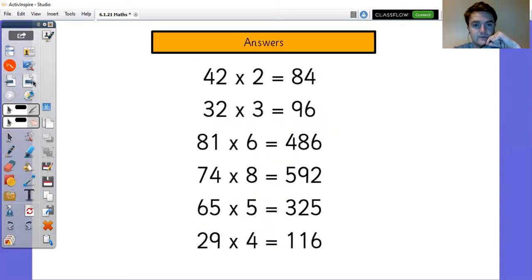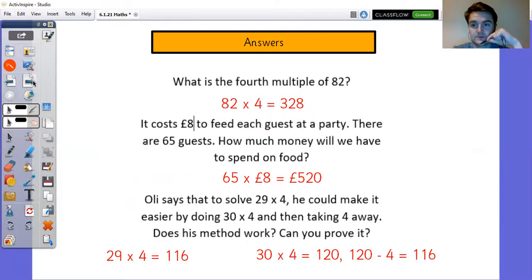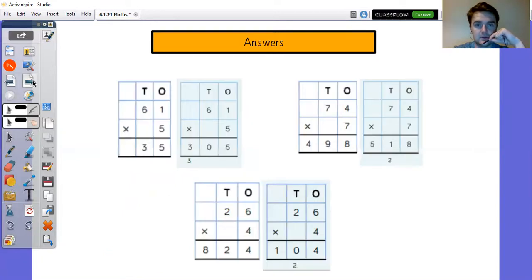On the next 3 slides, I've got your answers. So for the arithmetic questions, and if you're not sure how any of these answers were got, please email me and I will send you back exactly what it should look like as well. Here are your answers for the first batch of the word problems and the second batch of the word problems. And then finally, here are your answers for the Be the Teacher.